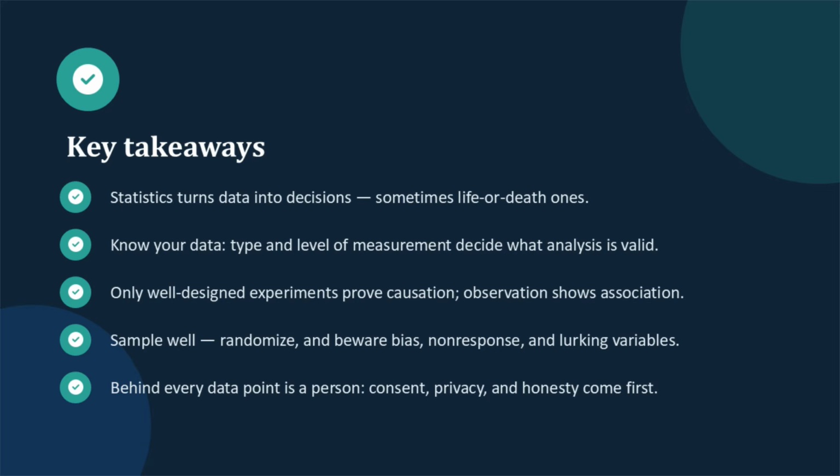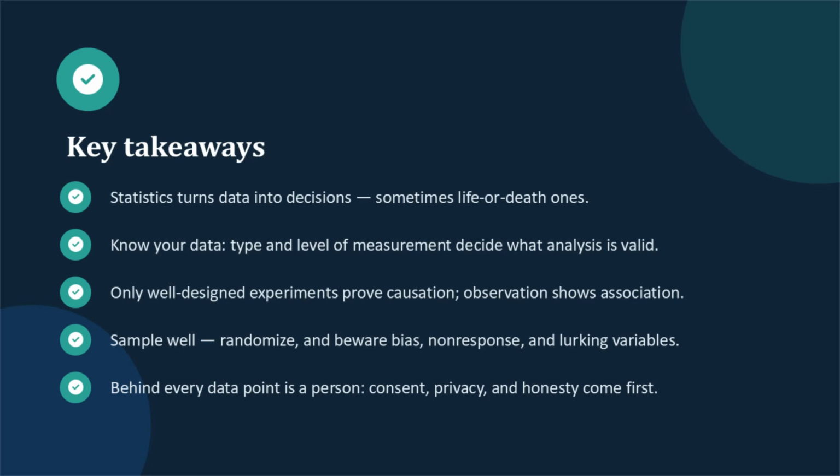Okay, let's bring it all home. We covered a lot in this module, so I want to leave you with 5 things I really want you to remember. They're all on the screen. Number 1, statistics turns data into decisions. And sometimes, those decisions really can be life or death. Remember the Challenger. Number 2, know your data, its type, and its level of measurement. Determine what kind of analysis actually makes sense. You can't average a zip code.